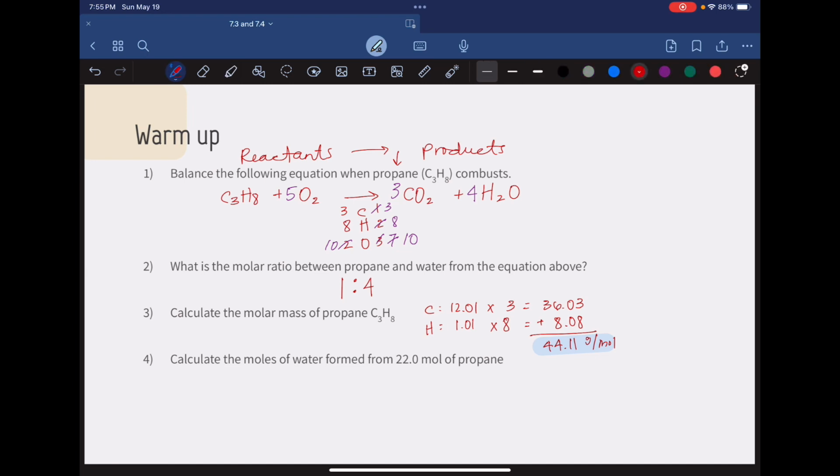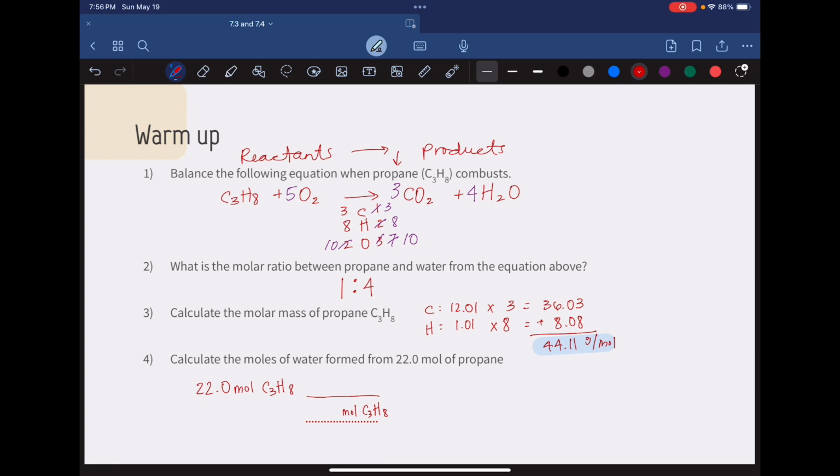Now, the last one, we're going to throw all of that wonderful information together. Calculate the moles of water formed from 22 moles of propane. So we're going to start with our 22.0 moles of propane. Draw our wonderful line because we're converting. And this is going to be our molar ratio because we started with moles. So if I have moles of C3H8 at the top, that's what I'm going to automatically put at the bottom. The number is going to come from the balanced equation.